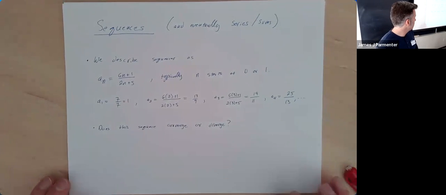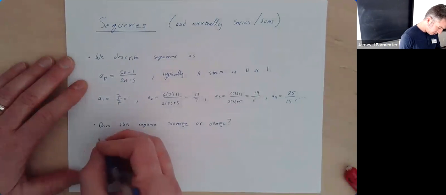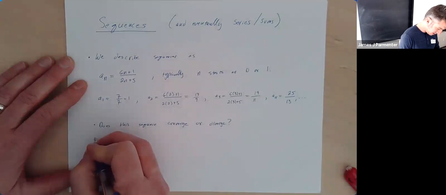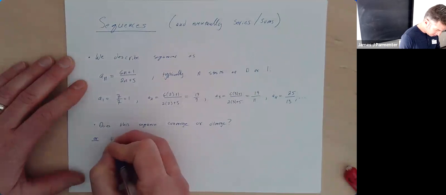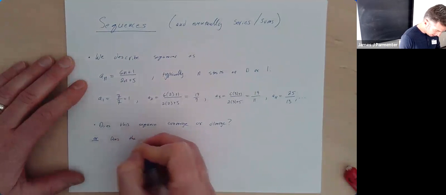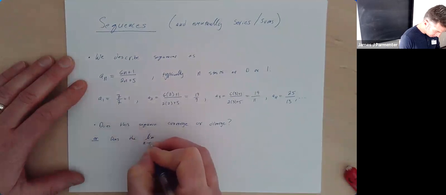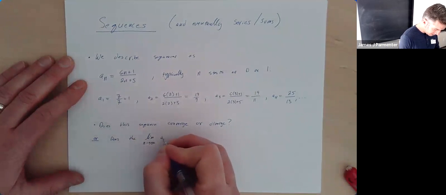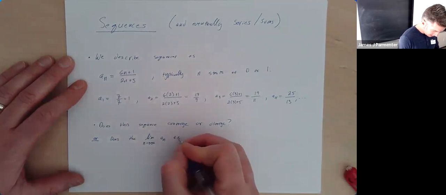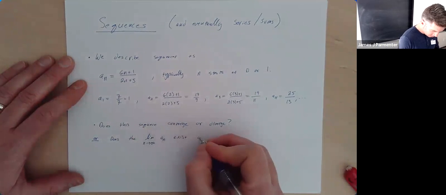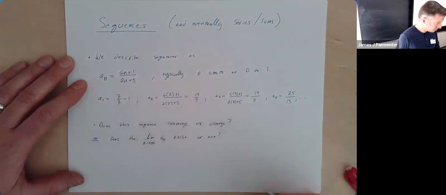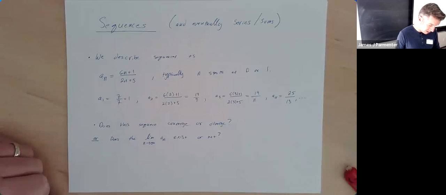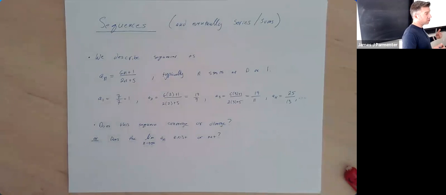Which specifically means, so we can rephrase this as, does the limit as n goes to infinity of your sequence exist or not? So if the limit exists, we say the sequence converges to that limiting value. And if the limit doesn't exist, we say the sequence diverges. We might be slightly more specific, we'll talk about it in a second.